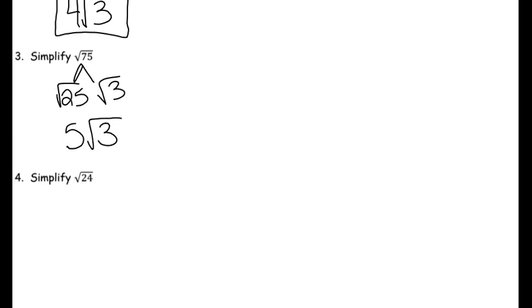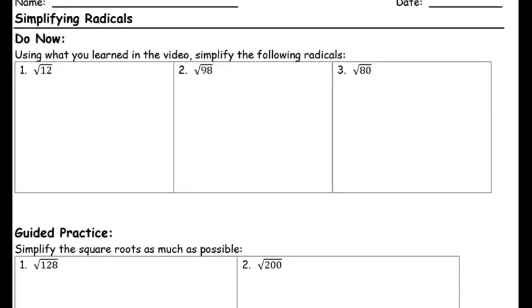So you want to try simplifying the square root of 24, and on the back of your paper, I'd like you to try a challenge problem. Write on the back of your paper 2 times the square root of 32. See if you can try this problem.